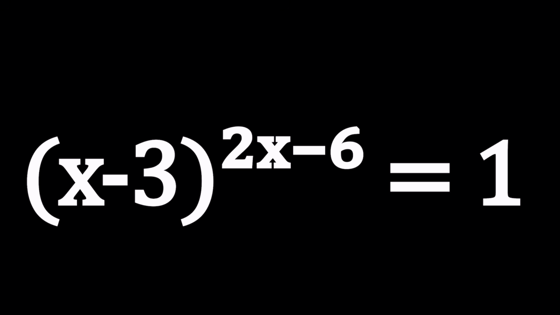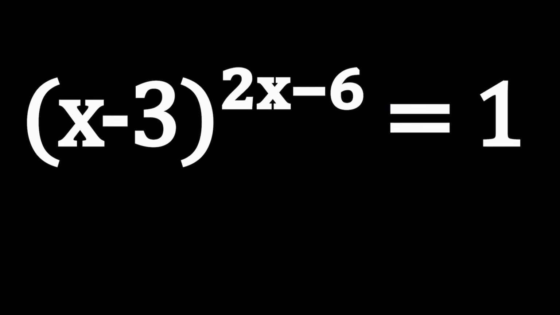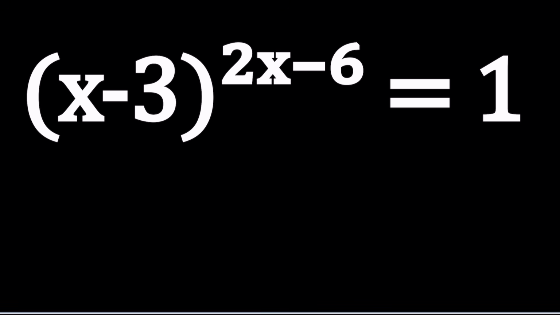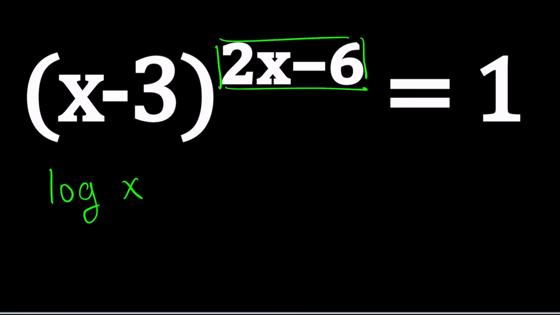All right, let's go ahead and take a look at how we can solve an equation like this. So we can look at this equation in different ways. Since we have an exponential equation and this is a variable, it would make sense if we log both sides. Which base should you use? I don't think that's a big deal. We can use base 10, which is log. So let's go ahead and log both sides. Log of (x minus 3) to the power 2x minus 6 equals log 1.